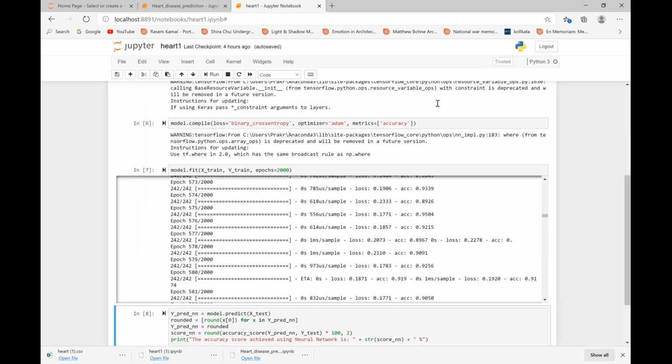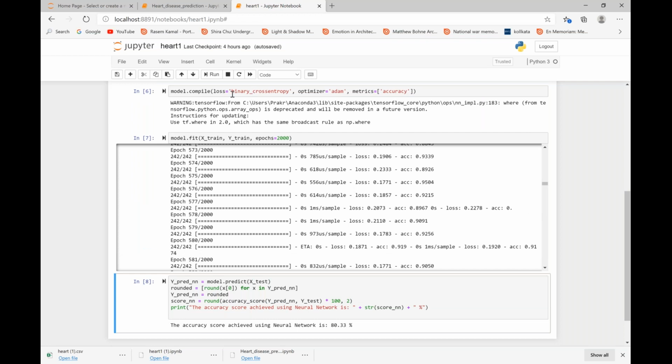And then similarly, the loss over here we've used is binary cross entropy, then the optimizer Adam, then metrics equal to accuracy to show the accuracy value. So now we can see here that it is 80.33%.